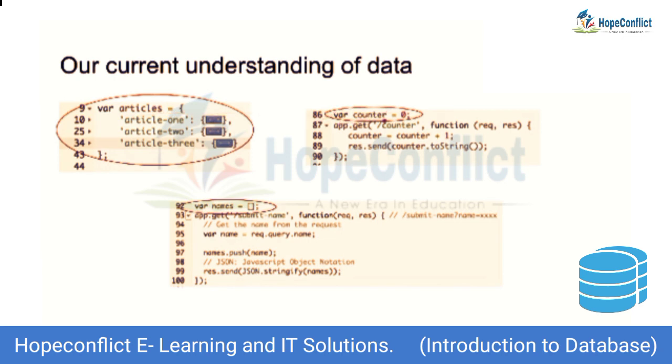If we look at the counter example where the initial value of the counter was 0, and then every time the /counter URL was called, the counter was incremented, we were handling our data, which is just one integer, as a variable inside our source code, right? And similarly, when we had the names endpoint, where if you contact the /submit name endpoint and a name was given to the URL endpoint, it was being stored in an array. So the data portion of the application was kind of inside a variable called names, which was an array, right?